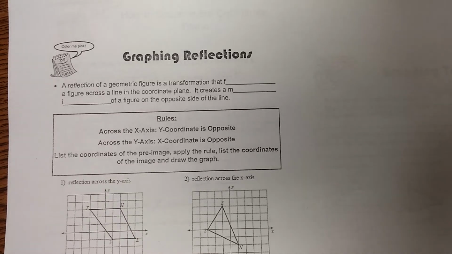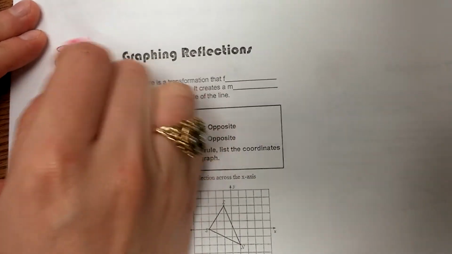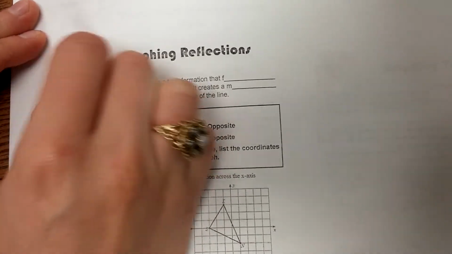In this video, we're going to discuss how to graph reflections on the coordinate plane. So still part of the geometry unit, we're going to color that pink.